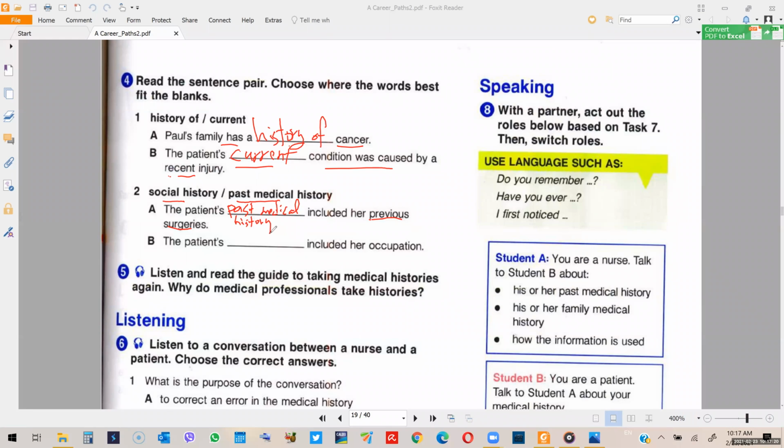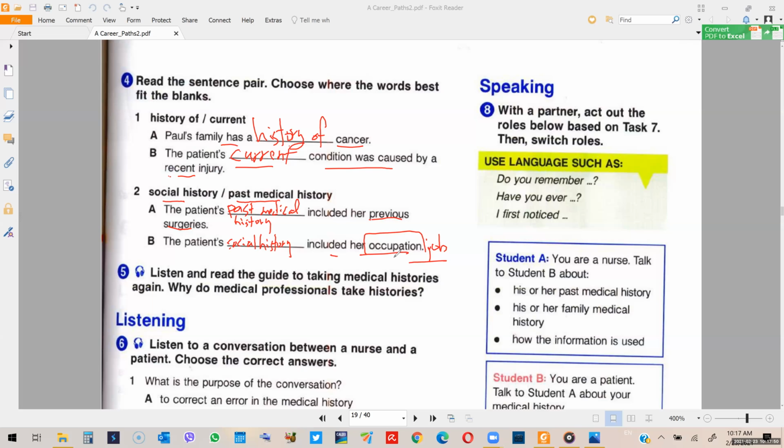Then number B, the patient's social history included her occupation. Occupation means job. What does she do? Like for example, teacher, engineer, worker, secretary. So what is her occupation? It means what is her job.